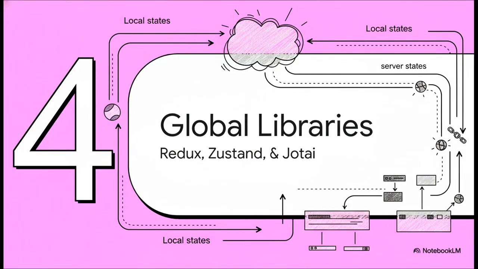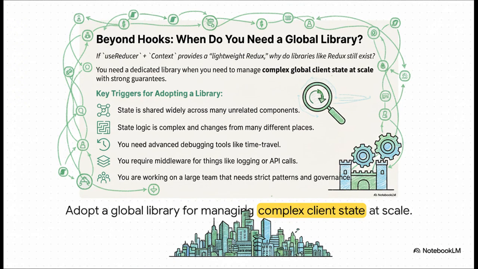Okay, so if React's built-in hooks are great for local state, and server state libraries handle all our data fetching, when on earth do you actually need a big global state library like Redux? That's the million-dollar question. Let's dig into the key triggers that tell you it's time to bring in the big guns.